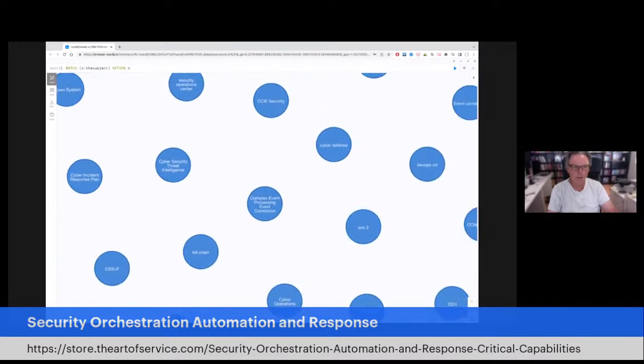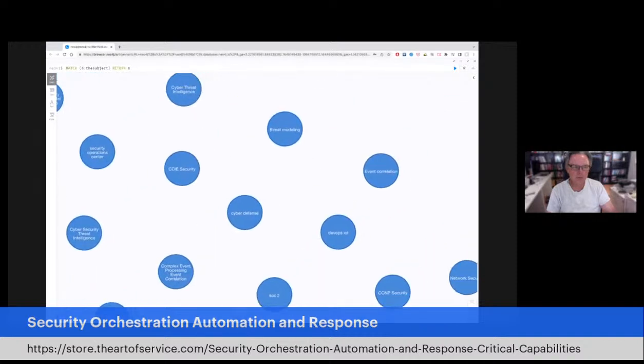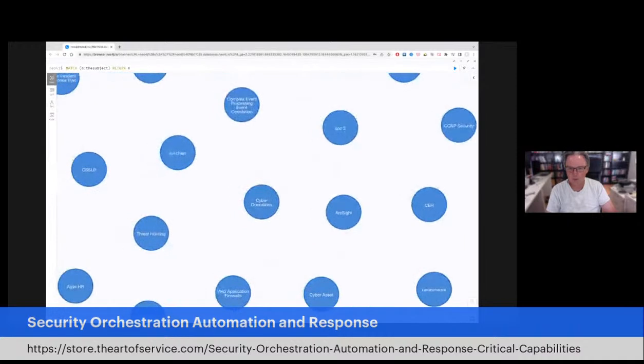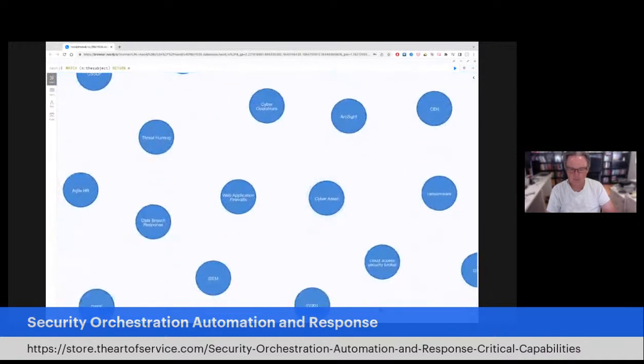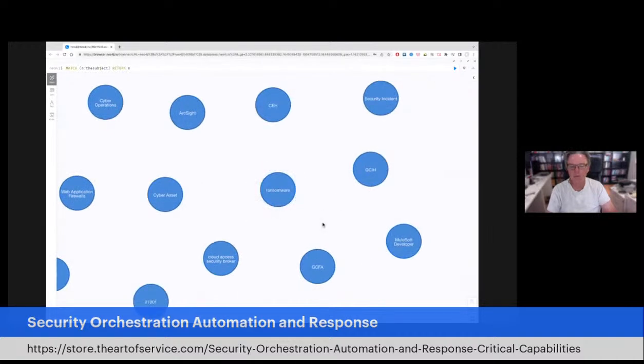We see that coming up a lot. DevOps, IoT, that's the one we're going to be covering tomorrow. I'm really excited about that one because it's a hot topic right now. Event correlation, network security, security incident, cyber operations, and the list goes on. So these are all... ransomware pops up. Very interesting. I'm going to click this one, see what comes up.